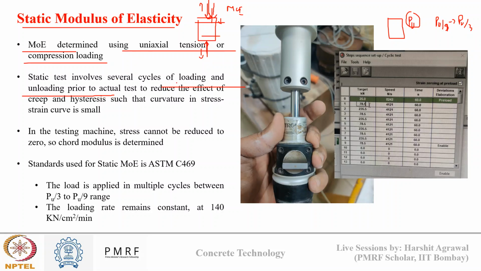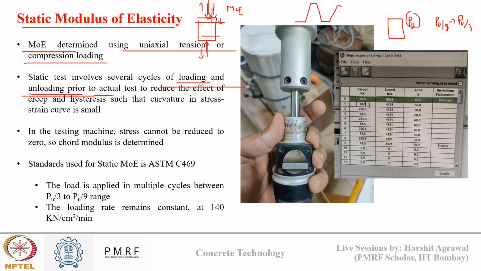You apply several cycles of loading and unloading. What do these cycles do? They ensure that there is no creep or hysteresis effect in concrete, and that whatever MOE value we are determining is accurate. That is why we apply several cycles of loading. We apply a load of PU by 3, maintain it for some time, then increase the load to PU by 9. We maintain it for some time, then again reduce the load to PU by 3, then again increase the load to PU by 9. This is known as cycles of loading and unloading that we apply on concrete.